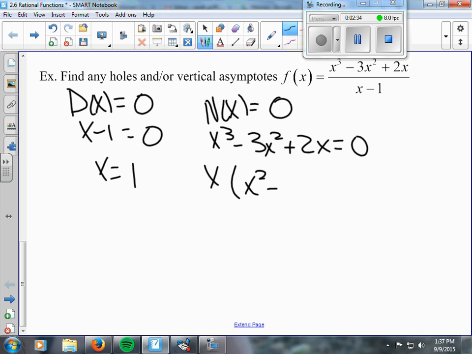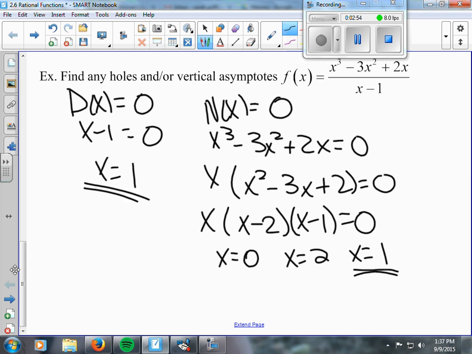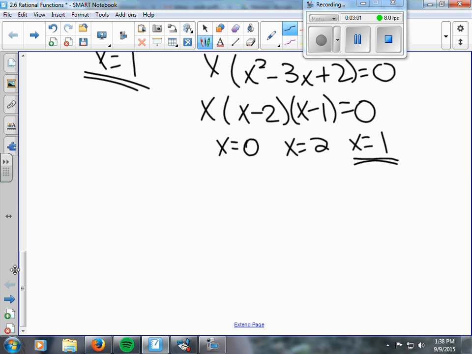Every term has an x in it, so I can factor out an x. Then I can factor this binomial here. This will be x minus 2, x minus 1. I get 3 zeros: at x equals 0, x equals 2, and x equals 1. Notice x equals 1 is a location, an x value, in which both the numerator and the denominator equal 0. Therefore, we have a hole at x equals 1.